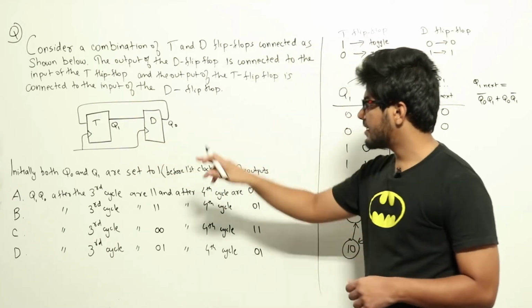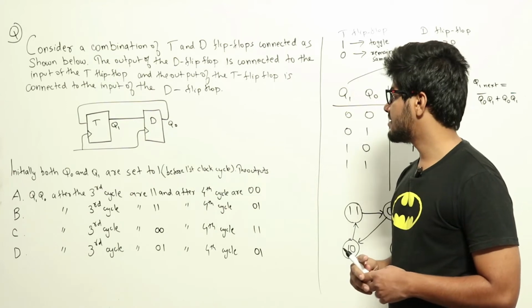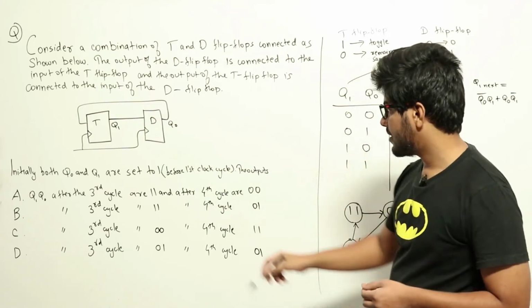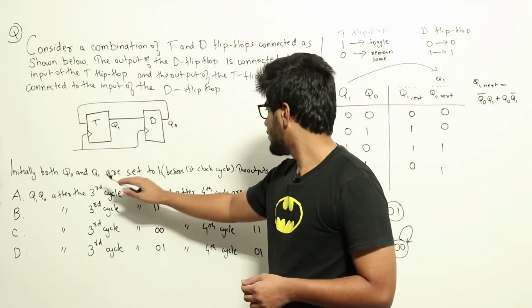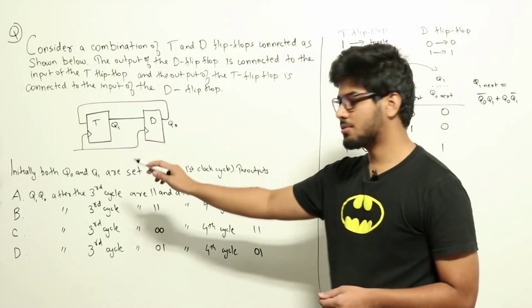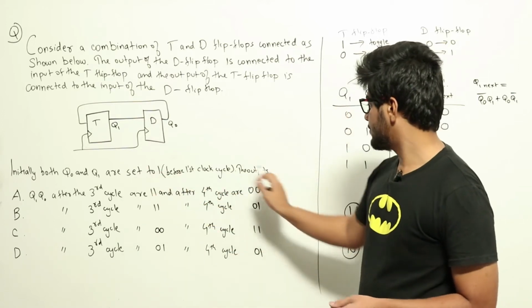They are telling that initially both Q0 and Q1 are set to 1 before the first clock cycle. In the question they are asking what the outputs are after the third cycle and the fourth cycle, and 4 options are given. We need to choose the correct option.